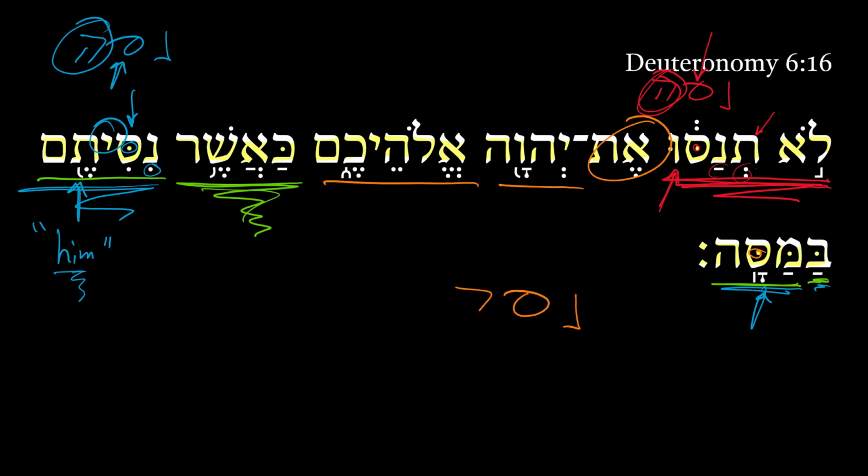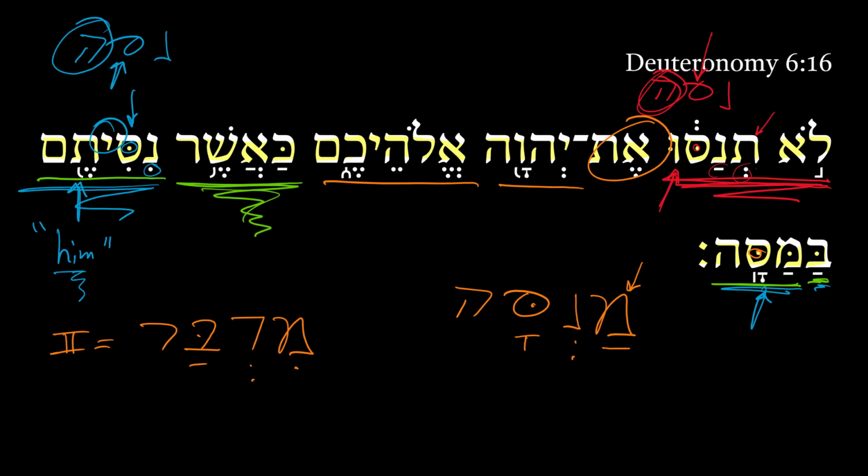If we have the root nasa, and we want to make it a place of that action, what ends up happening is when we put this mem on the front of it, think of something like the root davar, which means to drive out. This is actually a secondary root of davar, meaning to drive out. You put a mem on the front of it, and it becomes the place of the driving out, or the wilderness, all right? And so what we have here is the same thing. We've got the root to test, and then we put the mem on the front of it, and we get the place of testing.